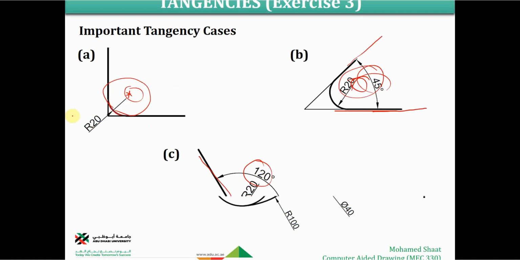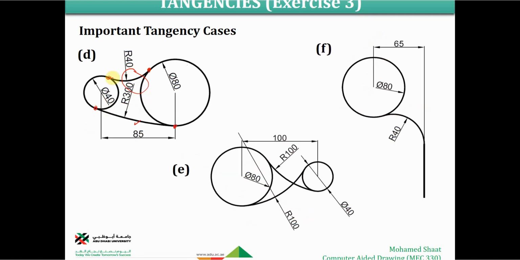The previous example that we had, curve that is tangent to lines. Here, curve that is tangent to two circles, right? Like in this case, this curve is tangent to these two circles in these 2 points, and this curve is tangent to these two circles at these 2 points. So the question is how we can draw these tangencies. How can we draw these arcs or curves that are tangent to two circles, right?